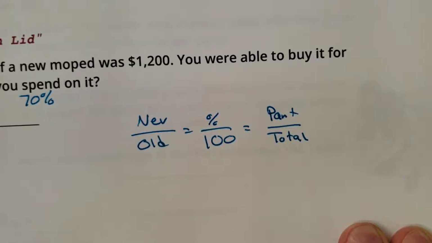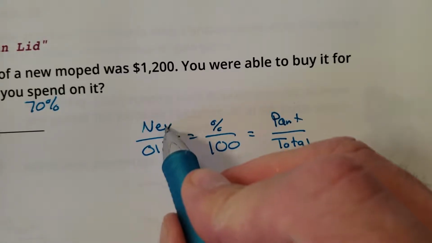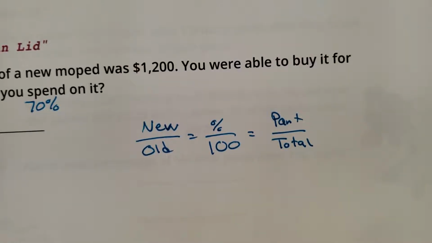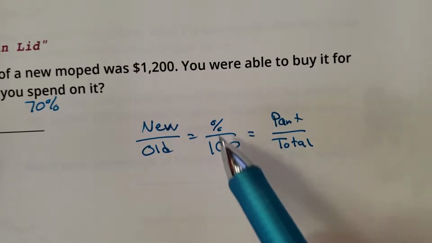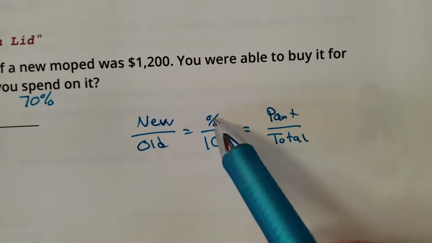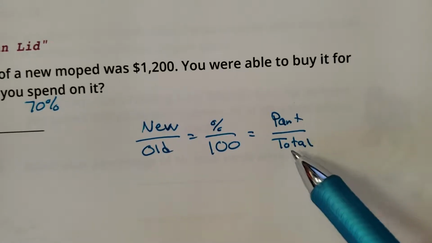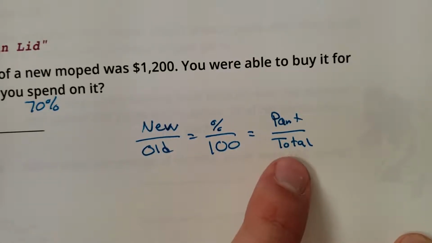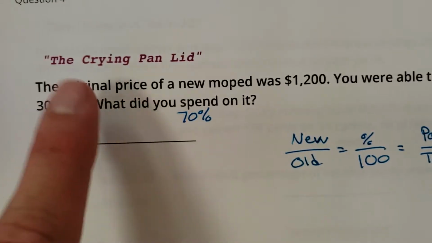There are two ways to do word story problems with percents, problems that have words in them. You do the new thing over the old thing. That's also going to be equal to the percent over 100, or the part over the total, or the original, I guess you could also say. So that was the original price.